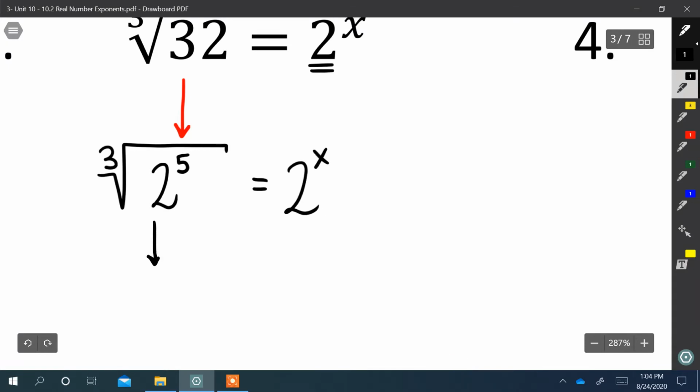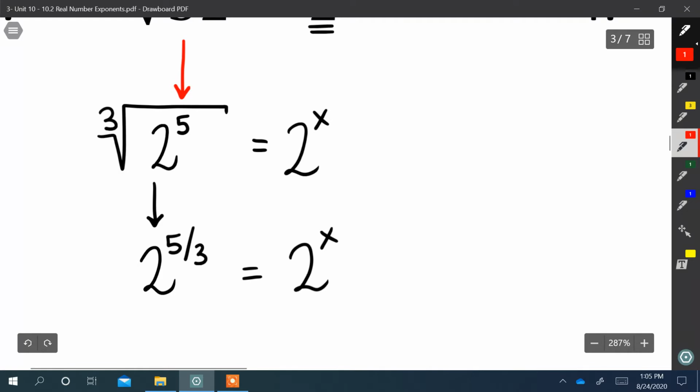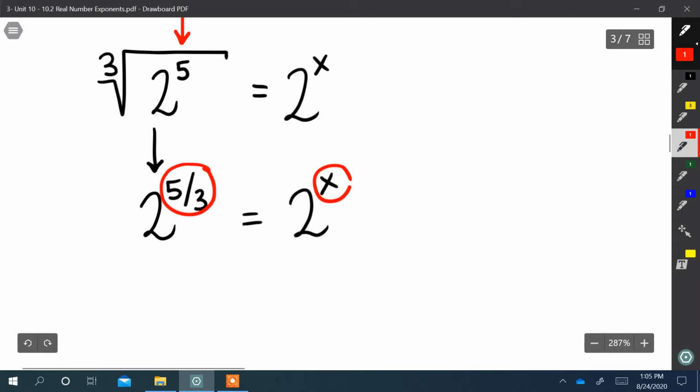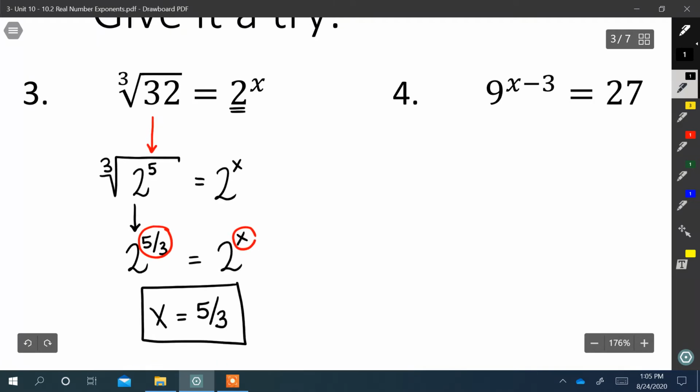Now, we already know how to write this in exponential form. We will have to write it like this: 2 to the 5 over 3. Since we have the same base, you can clearly see that x is going to equal 5 over 3. So x in this case is 5 over 3. Now let's go ahead and do number 4.